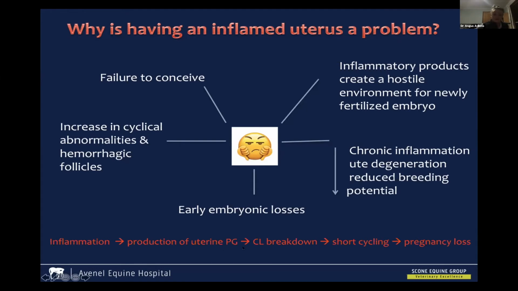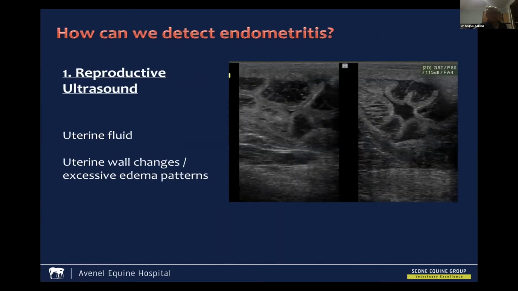we can have the production of uterine prostaglandins, so PG, that we use to bring our mares back into season. The uterus itself, when it's inflamed, will produce this hormone, which can lead to early breakdown of the CL, short cycling, and potentially pregnancy loss. So how can we detect endometritis?